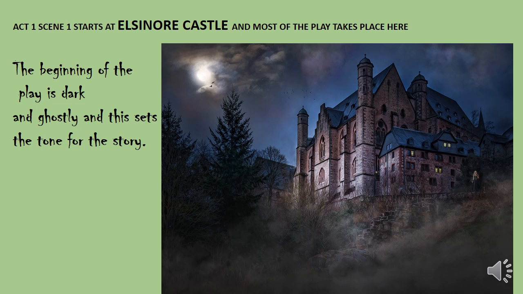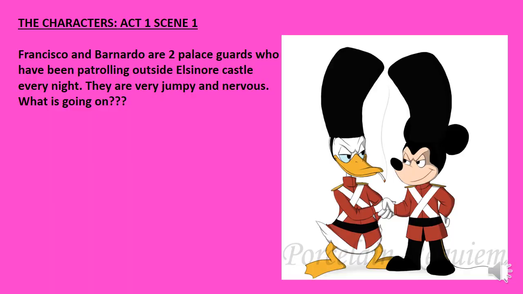The beginning of the play is dark and ghostly, and this sets the tone for the story. We know that some evil and dark things are going to happen in the story. The characters that are introduced in Act 1, Scene 1 are Francisco and Bernardo. They are two palace guards. They've been patrolling outside Elsinore Castle every night. They are very jumpy and nervous, so we want to know what is going on, what is making them so nervous.